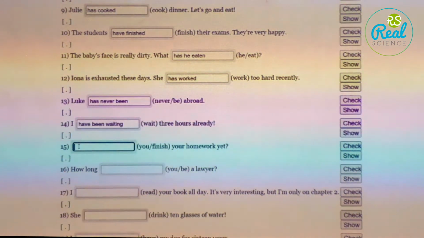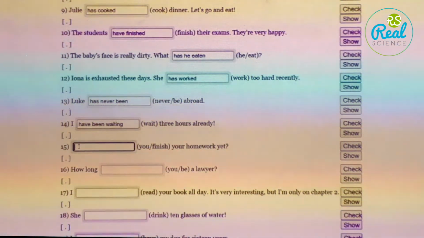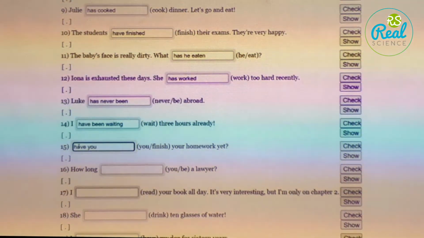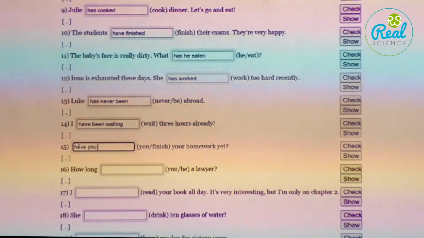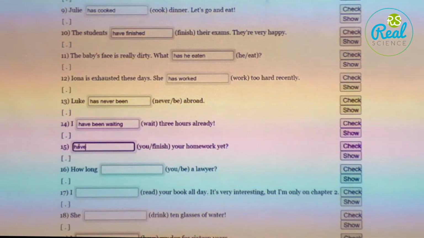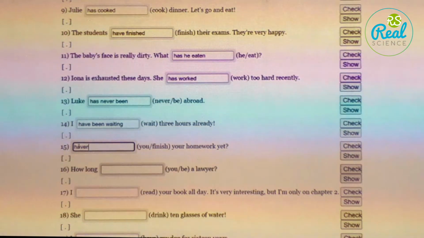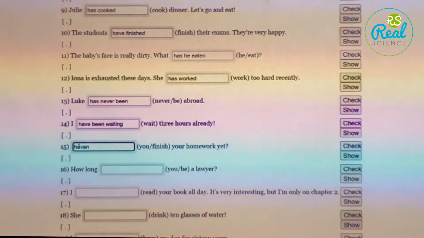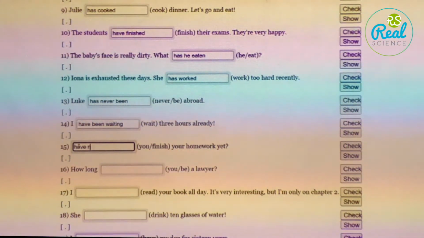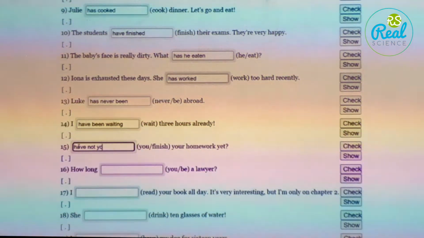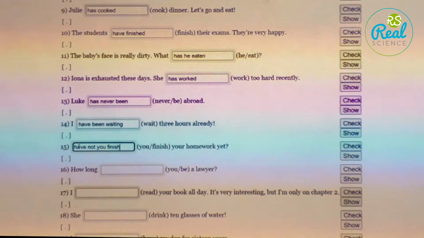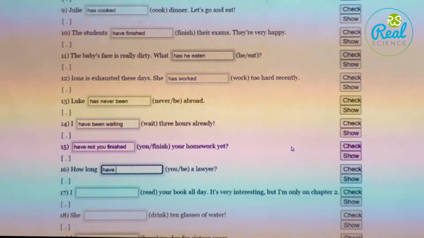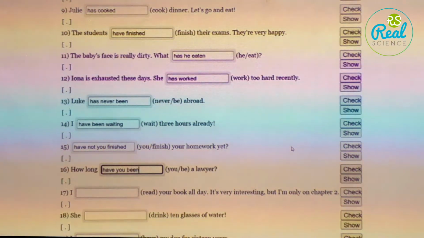Okay, so 15: Haven't you finished your homework yet? Have you been finished? Haven't should be, yes, haven't in negative form. Okay, haven't you finished it? Okay, nice. Next one. Have you been? Have you been? Okay, next one. Very good.